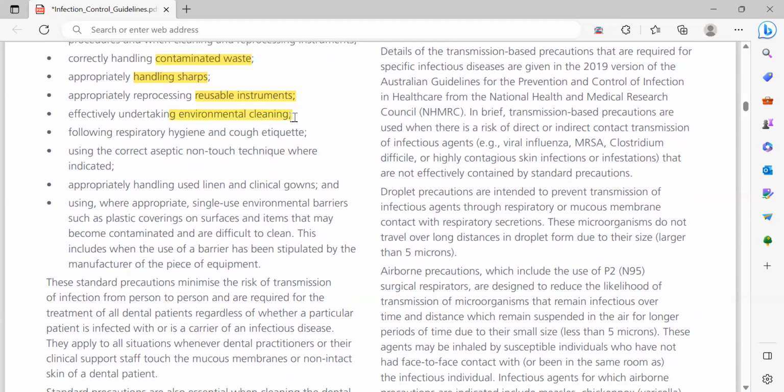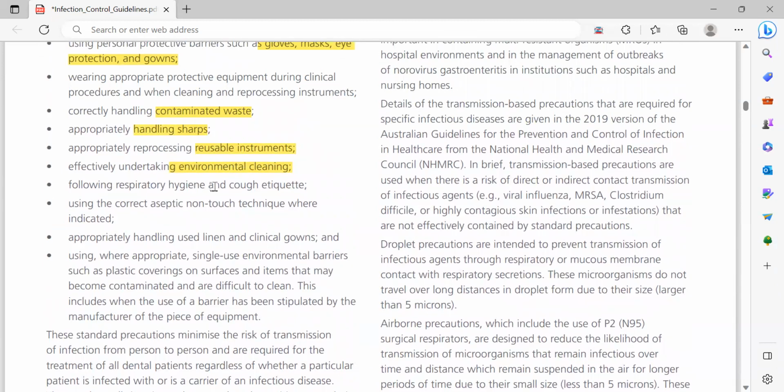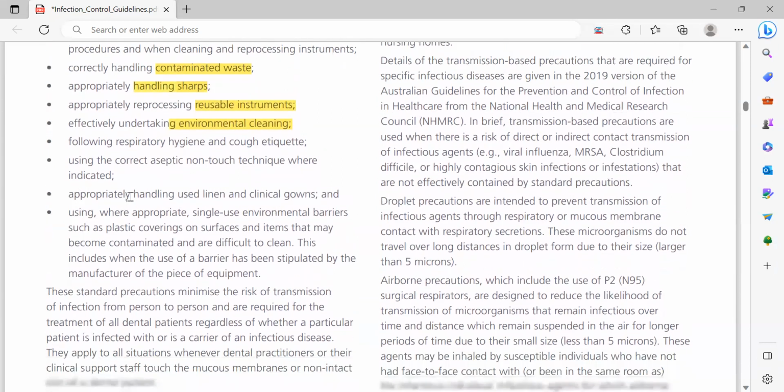It means that after one patient is gone, you need to clean the chair, you need to clean the dirty area, you need to put the barriers on top of that to get ready for the next patient. Following respiratory hygiene, okay, so these things you won't be doing as a dentist, your dental assistant would be doing, but you need to make sure that this should be done. This is all under your responsibility.